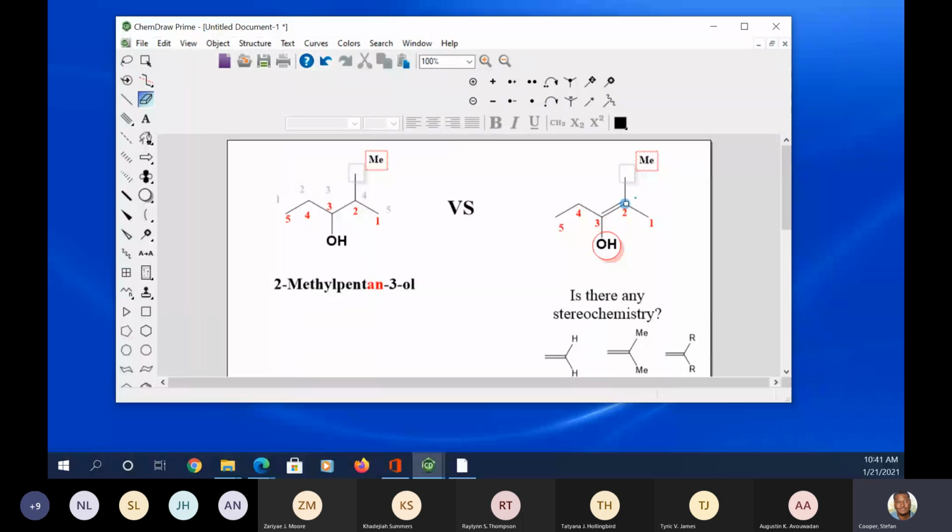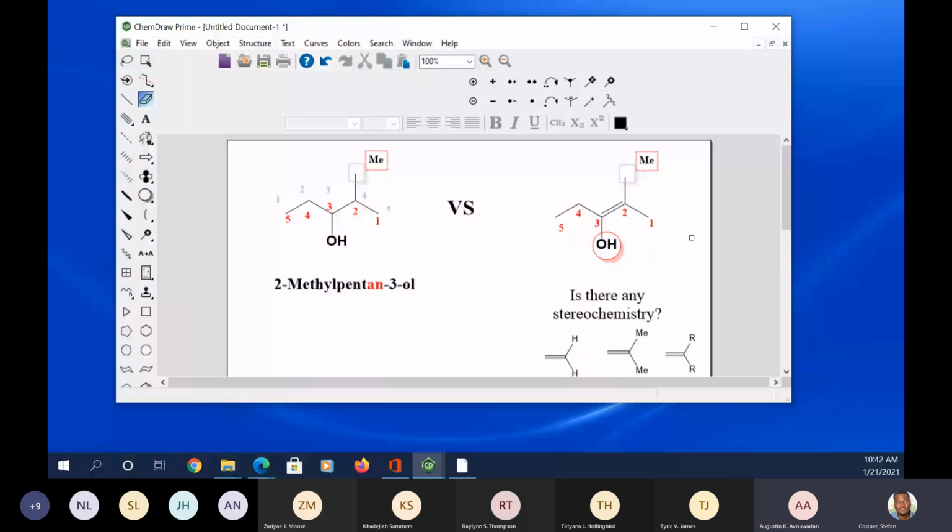So think about it like this. If OH is the priority group, is it cis to the higher priority group or is it trans? It's both cis and trans to the same group, which is what? A methyl group, right? The 2 methyls. Yep. It's trans to that methyl group, but cis to that methyl group. So can you say that this is a cis alkene, or can you say that this is a trans alkene? You can't, right? There's no way you can, because it's both cis and trans to the same group.